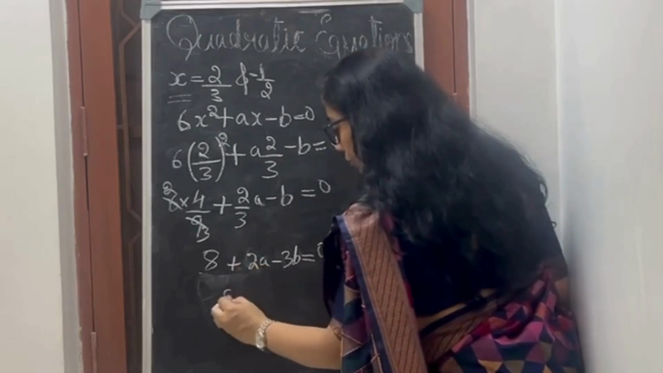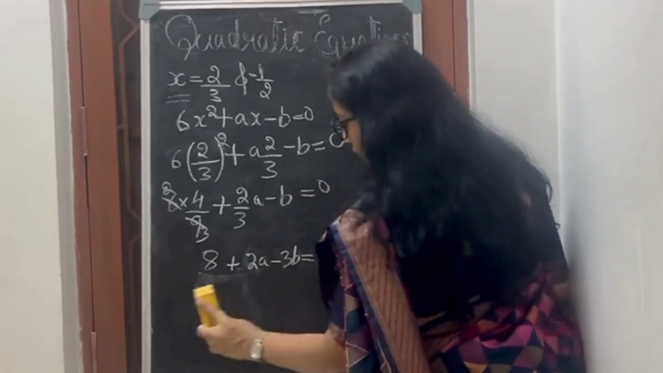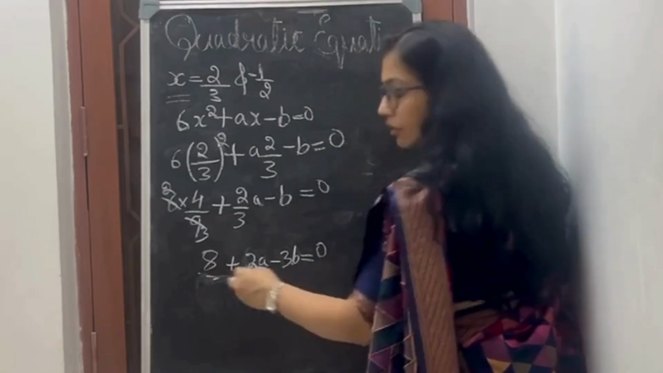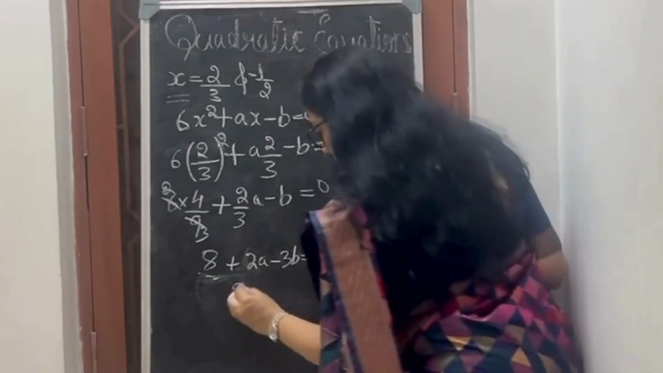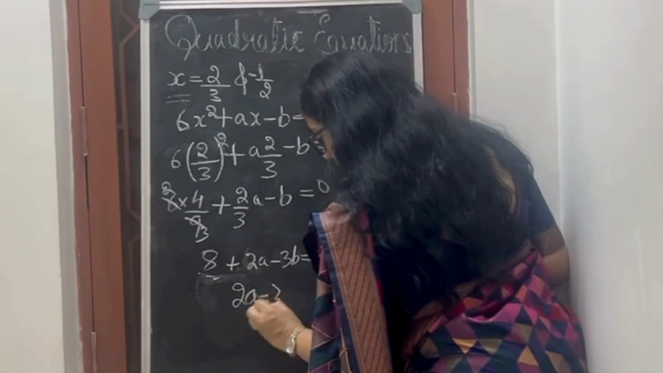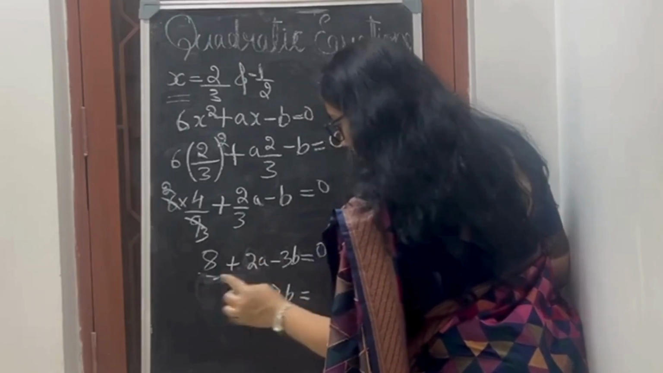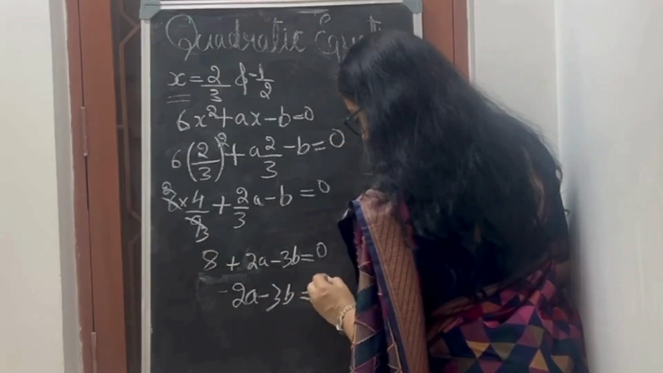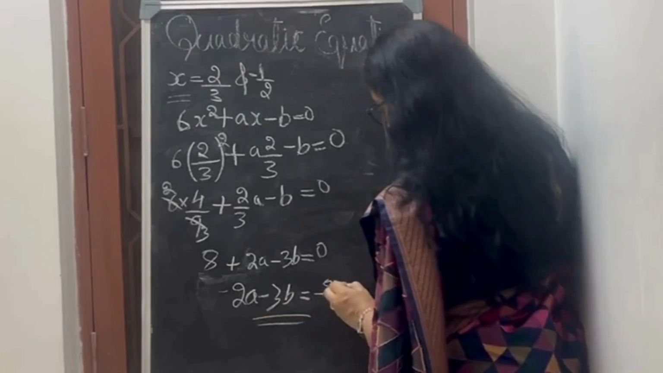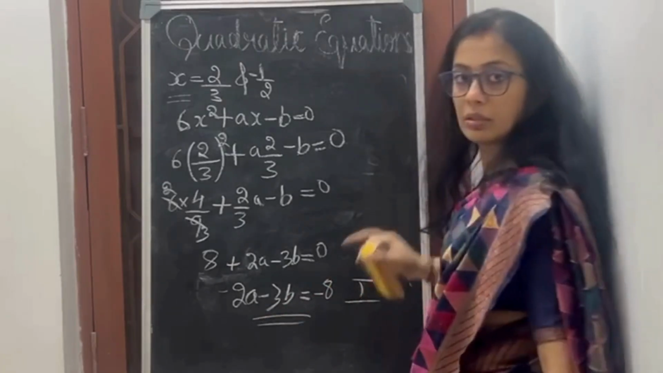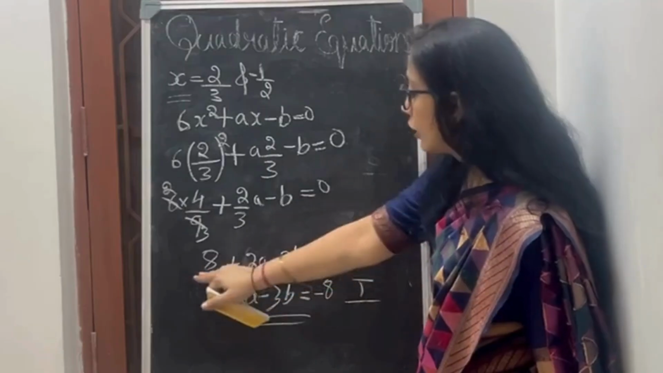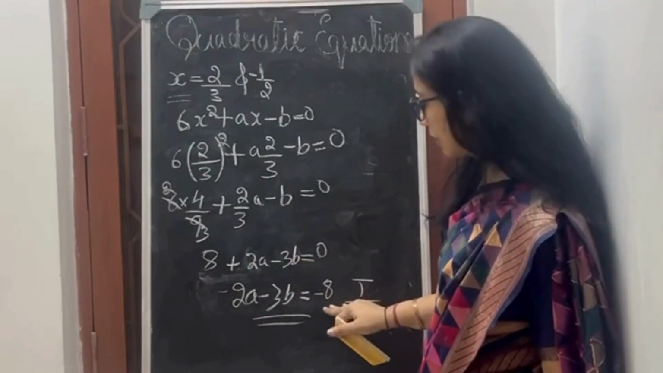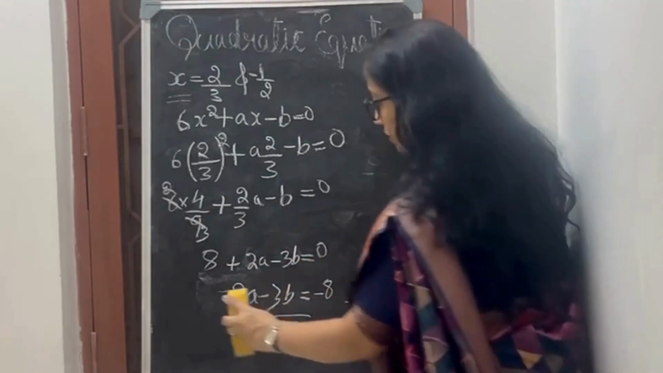Now what is my final value? This is without the variable, 8. So I get 2a minus 3b equals minus 8. This is plus 8, I take it to the other side. This is my first equation. What did I do? I took 8 to the other side of the equal sign, so it became minus 8. I got the first equation.